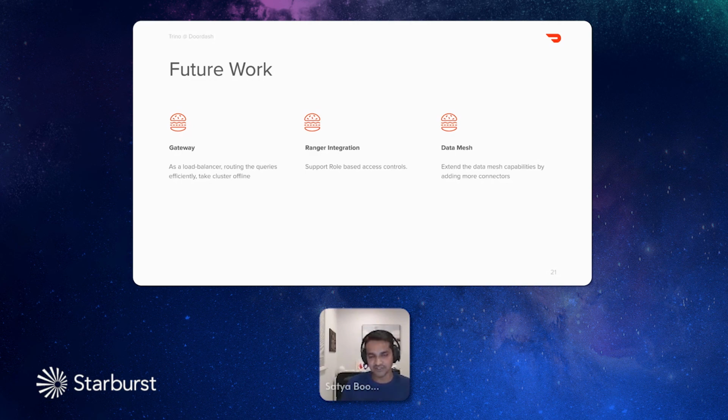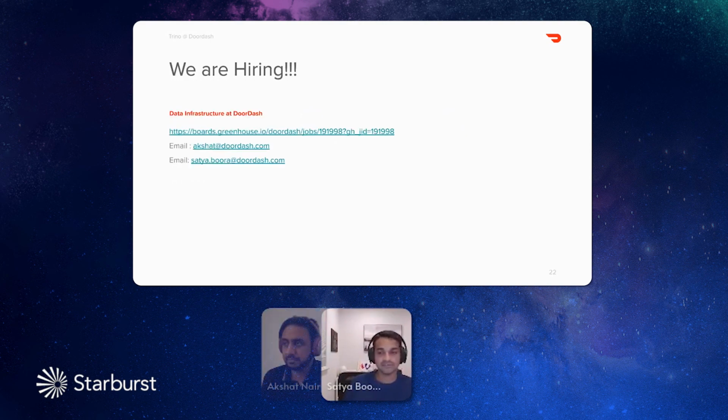Ranger integration is one thing we are actively looking into to support role-based access control. And the data mesh. Obviously, we have very limited data sources at this point. We also want to connect Kafka, for example, so that users can derive any sort of key metrics in real time from Kafka if they need to. So that's all I have.